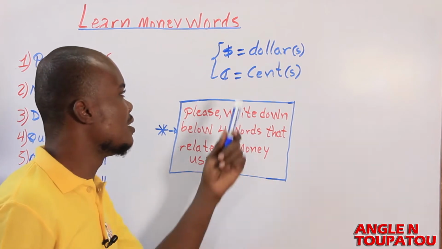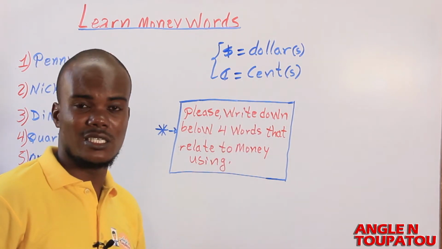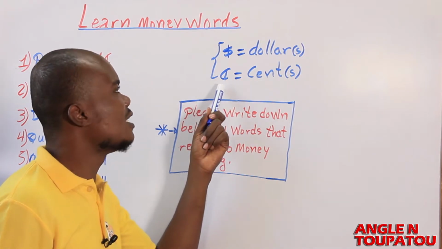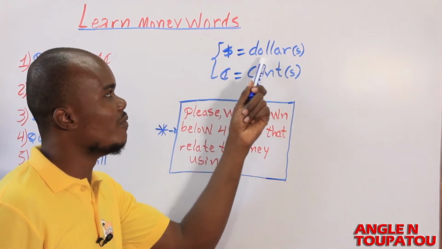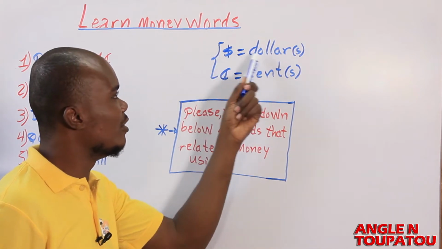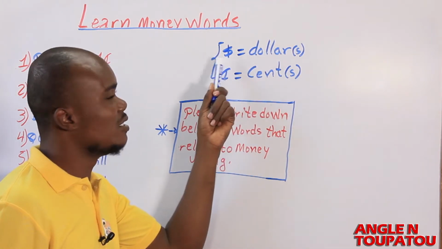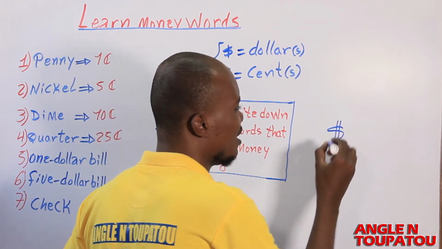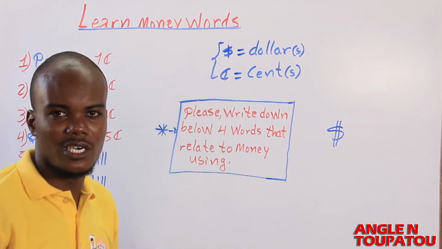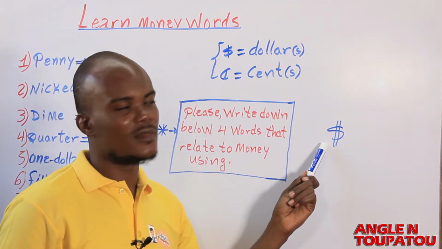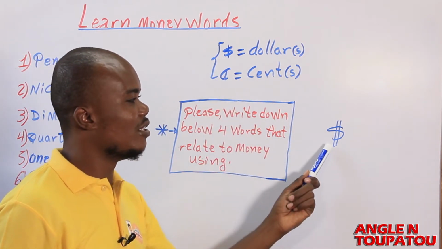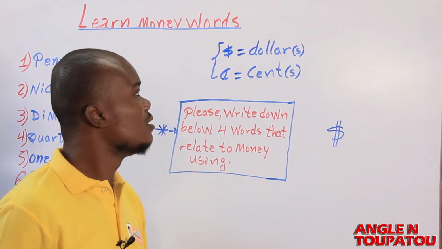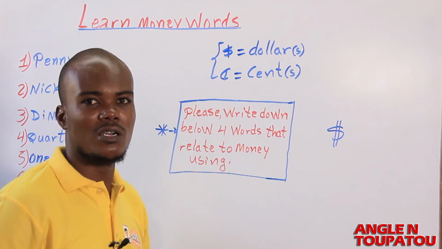Cent. I say cent or cents. Ça parle de centime. This is the symbol of cent. And this is the symbol of dollar. Okay? Dollar. I say dollar. This is the symbol. If somebody writes it like this, no, it's not the symbol of dollar. Ça n'est pas le signe dollar, mes amis. Mais ça, c'est le signe dollar. This is only one bar.